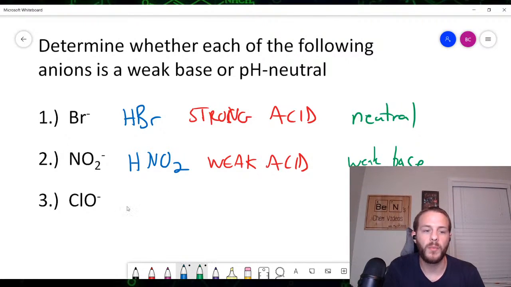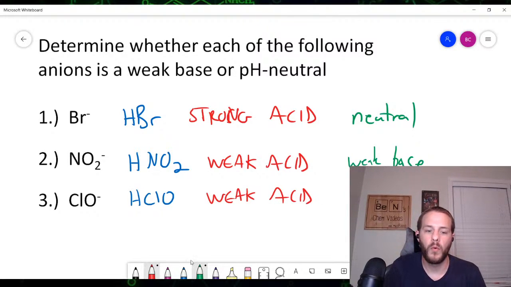So let's go to this other example. We have ClO-, the hypochlorite ion. It's the conjugate base of which acid? That would be HClO, hypochlorous acid. Hypochlorous acid happens to be a weak acid. And therefore, our anion, ClO-, since it's the conjugate base of a weak acid, is going to be a weak base.